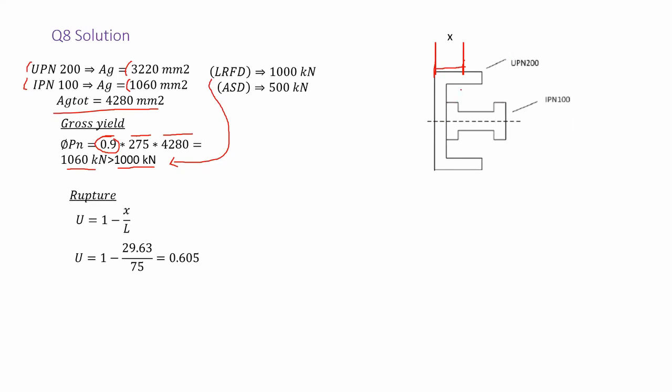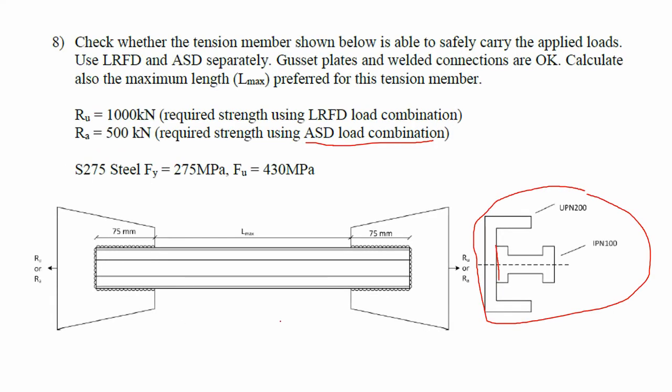So once you find your x bar, you have to consider the length. So we go back again to the problem. Which length am I taking? I'm taking this length. Similar to what we had in bolts, but this time we have a weld. So I'm taking the distance equal to 75 millimeters.